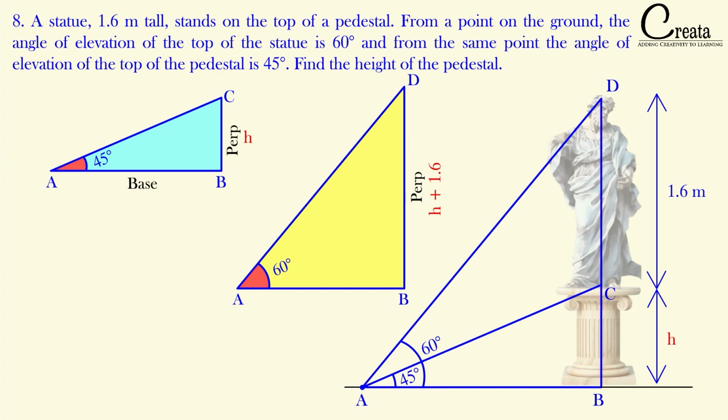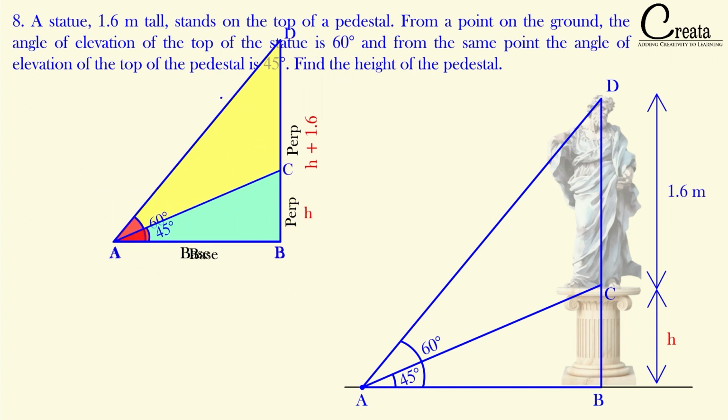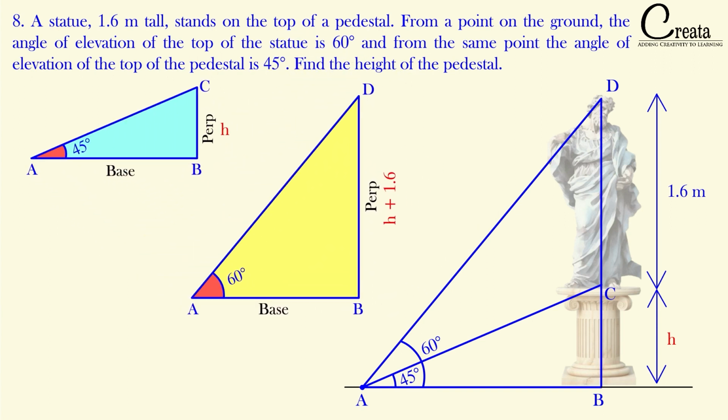So the perpendicular for this triangle is BD, which is h plus 1.6, and AB is the base of this triangle, and the base for both triangles is common. The strategy that we will use is to apply the trigonometric ratio in both triangles and find the base of both triangles, that is AB, and we will equate the bases of both triangles to get our height h, the missing dimension in the given question. So let's see how we actually approach this question.